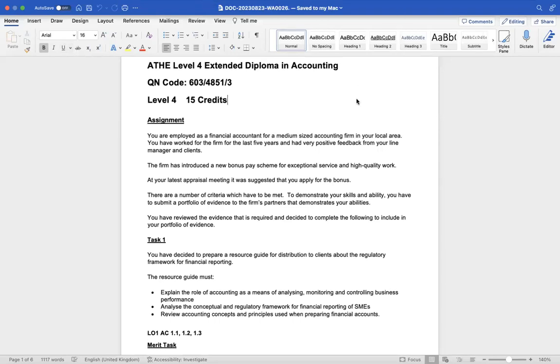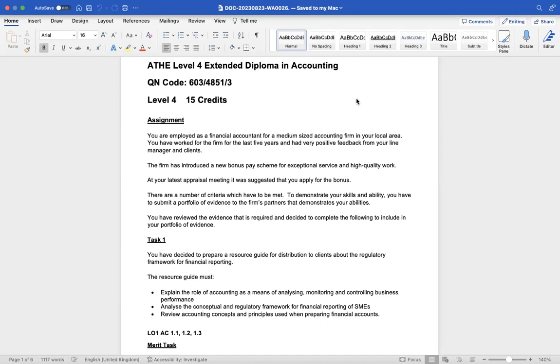Okay. Step one, understanding the objectives. Before you start compiling your resource guide, it is important to understand the objectives of the assignment. You are required to explain, analyze, and review the key aspects of financial reporting and the regulatory framework, and demonstrate the importance of accurately applying accounting concepts and principles.